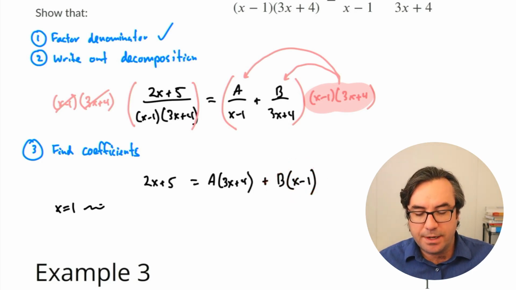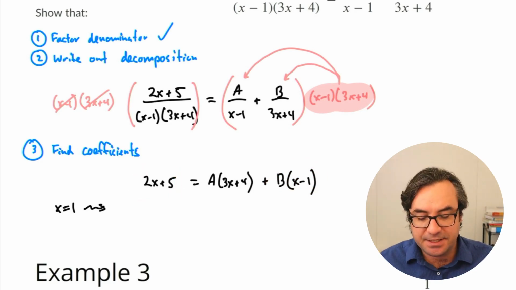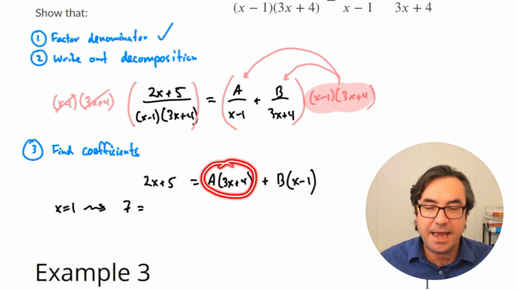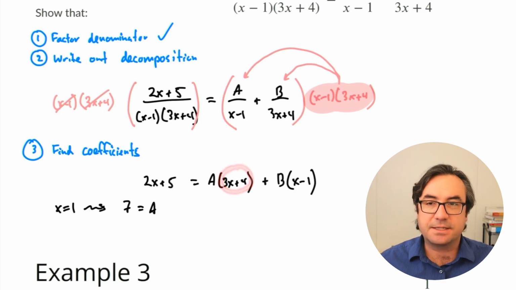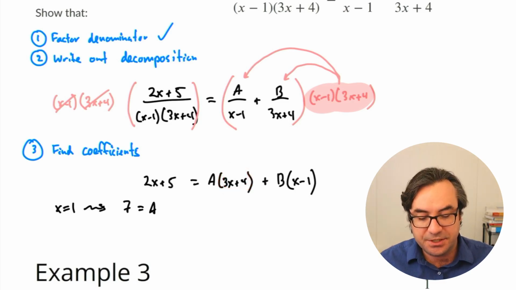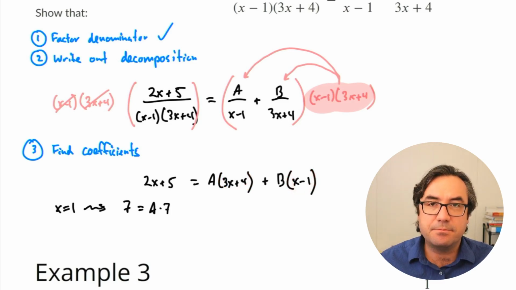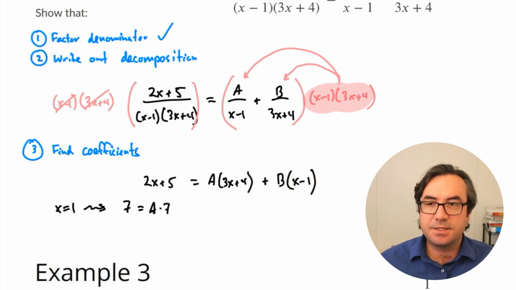So when I plug 1 in, on the left-hand side, I get 2 plus 5, so I get 7. And then on the right-hand side, I get a, I don't know what a is. And when I plug 1 in for x here, I get 3 plus 4, which is 7. And again, when I plug 1 into here, I get 0. So I get b times 0. So 0. So the resulting equation when I plug x equals 1 into this is just this equation right here.